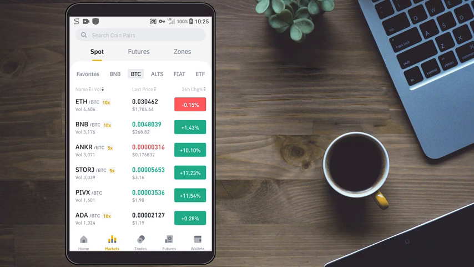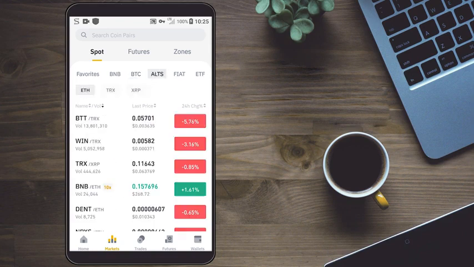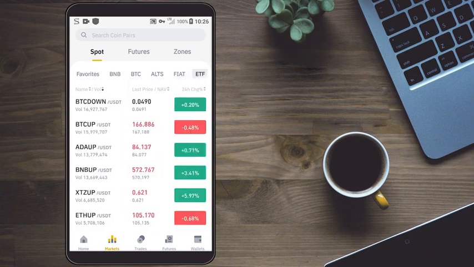You can also trade based on some altcoins, as you can see here. Here we also have ETFs, which are actually leverage tokens, and they are a kind of financial derivative that I'll explain in a separate video on Binance website. Let's get back to fiat.